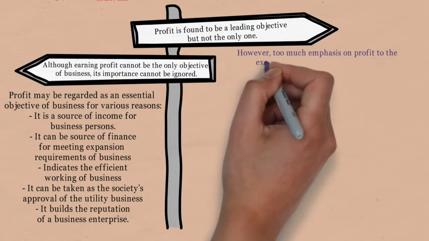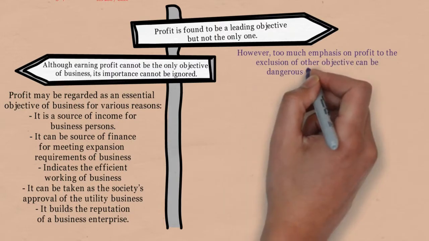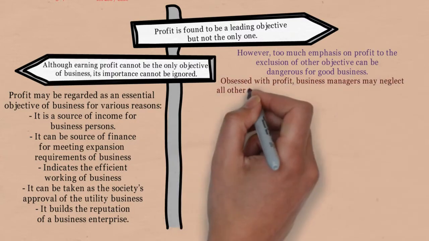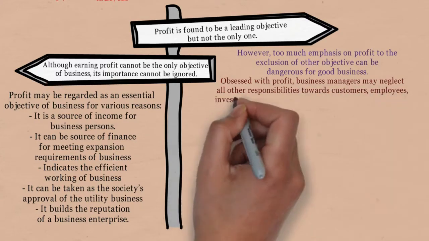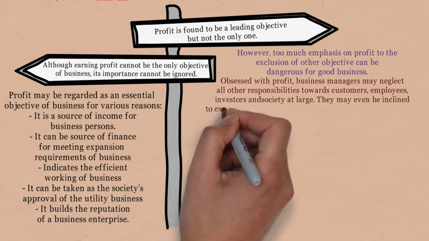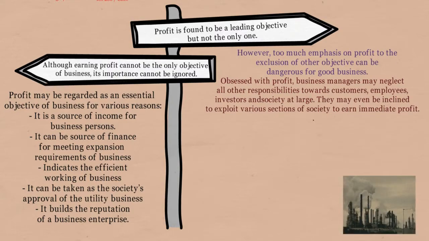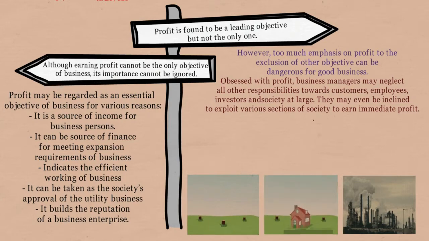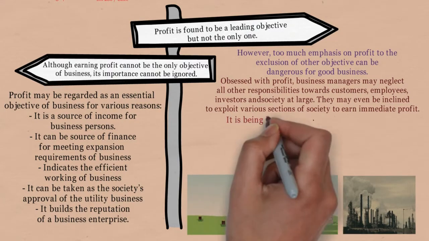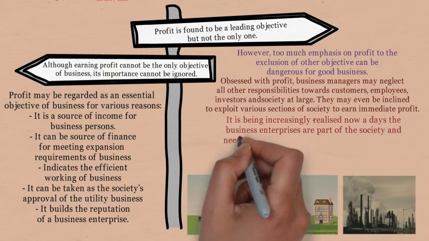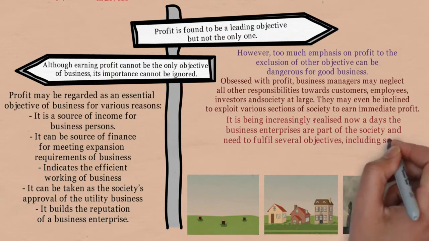However, too much emphasis on profit to the exclusion of all other objectives can be dangerous for a good business. Obsessed with profit, business managers may neglect other responsibilities towards customers, employees, investors, and society at large. They may be inclined to exploit various sections of society to earn immediate profits, like creating noise pollution or air pollution, or cutting off trees, deforestation for urbanization.